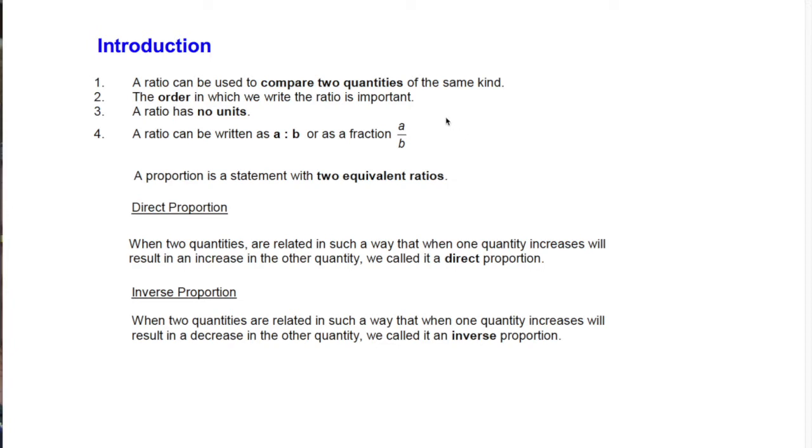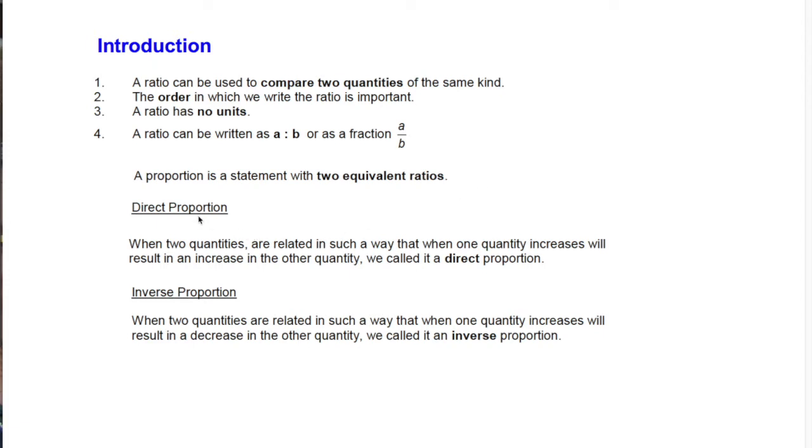We first begin by looking at a ratio. Remember that a ratio compares two quantities of the same kinds, and usually of the same units. For example, the ratio of lengths and the ratio of weights. The order in a ratio is important. 2:3 is different from 3:2. A ratio has no units, and it can be written as a fraction. A proportion is two equivalent ratios.